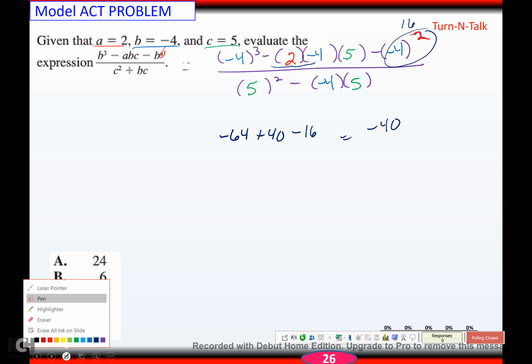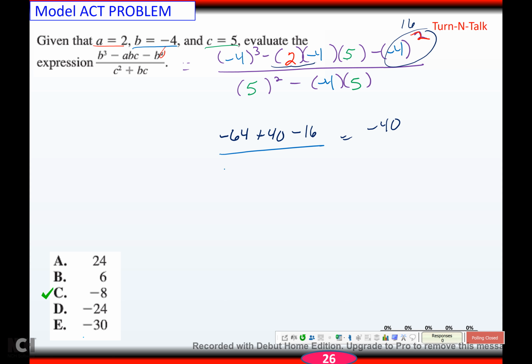On bottom, I'm going to have 5 squared, which is 25. -4 times 5 is -20. Minus a -20 is +20. No, it isn't. That's -20. Oh, that's a plus sign. So plus a negative is going to make it negative. And that gives me 5 on the bottom, which gives me -8.